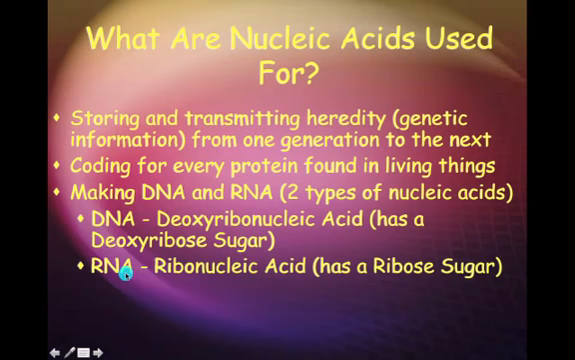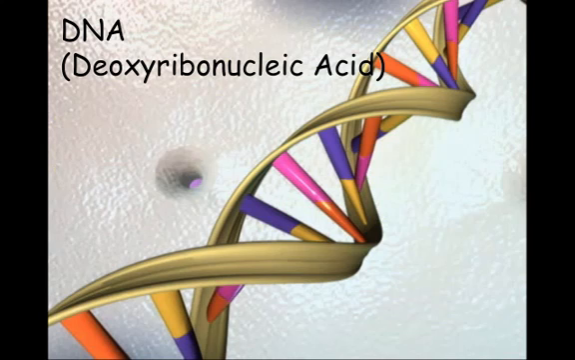The other one that we're going to be talking about is RNA, which stands for ribonucleic acid. Just like deoxyribonucleic acid, it's named after the sugar. Ribonucleic acid sugar is called ribose. So here is just a little image of DNA. You can see that it kind of looks like a ladder that's twisted. That is one of the ways that we remember what DNA looks like. We call it a twisted ladder or a double helix, which means 2 spirals twisted together.